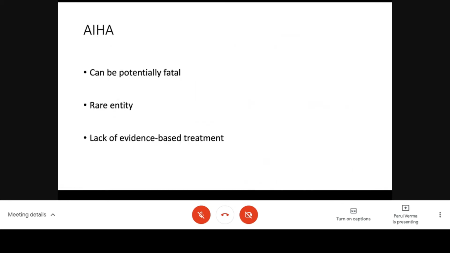Now coming to the first condition, that is autoimmune hemolytic anemia. As already told, it can be potentially fatal, but it is a rare entity. We rarely see, even being a tertiary care referral center, not more than 3-4 children with AIHA in a year, but we have to be well versed with identifying and treating this condition because it can be potentially fatal. There is lack of evidence-based treatment. Most of the treatment which is advocated is based on expert opinion because there are no randomized studies because of the rarity of this disease.